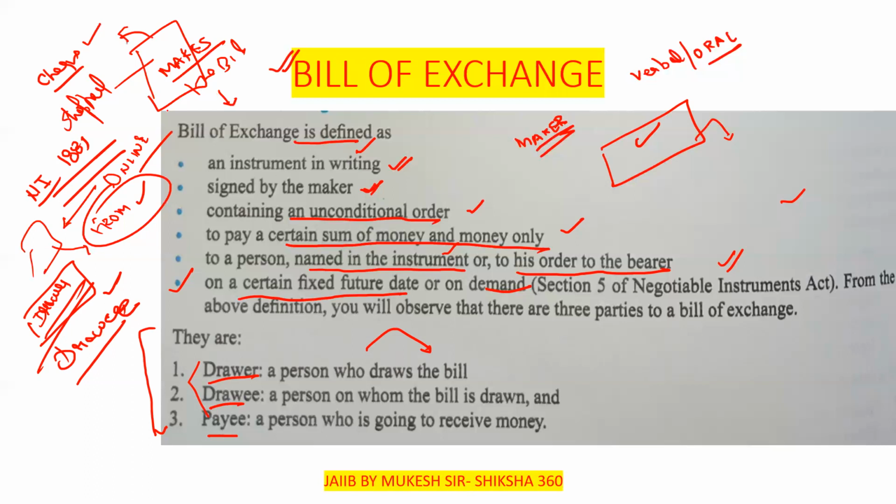Here the shopkeeper is also called the drawer because he is drawing the bill, and he is also known as the payee, because the shopkeeper will get the payment after the specific period. Or the shopkeeper says that after 2 days you have to give the payment. So as per the guidelines, or as per the drawer's instructions, we have to do that.